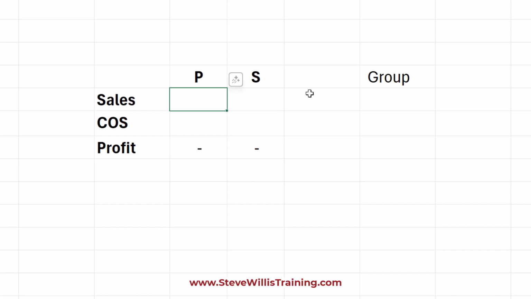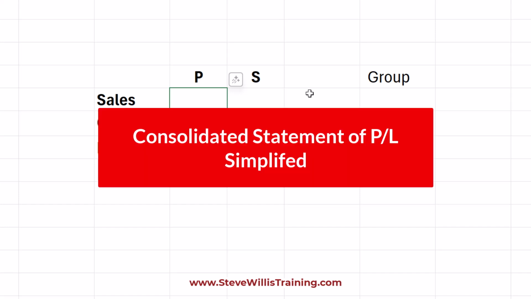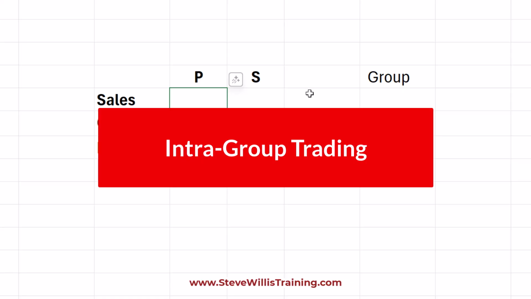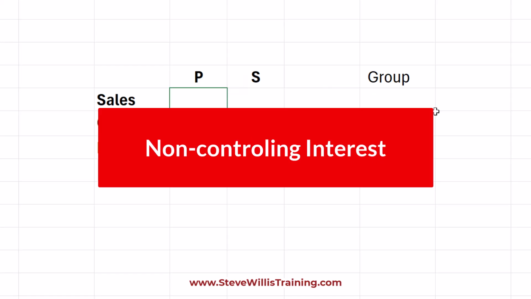In this quick video, I'll simplify consolidated statements of profit or loss. I'll take you through 3 adjustments. First, we'll do intra-group trading. Then we will look at unrealized profit. And lastly, I'll take you through dealing with a non-controlling interest. Let's get started.